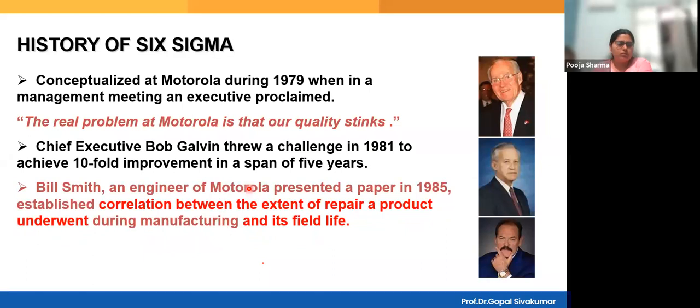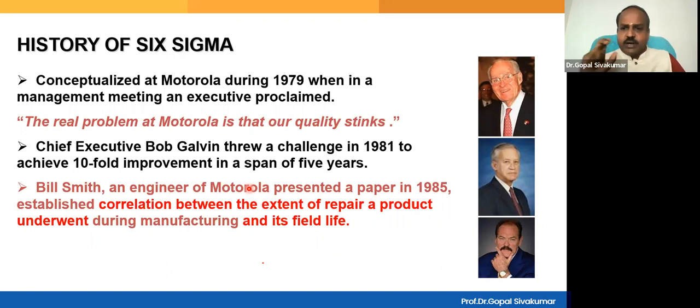Why was the responsibility specifically assigned to Bill Smith? Because he had already done some research. He studied that there is a correlation. Correlation means there is a relation. There is a relation between the extent of repair a product undergoes and its field life. You all know field life, right? It is how long a product can remain in working condition. That truly depends on the amount of rework it goes through before launching the product in the market.